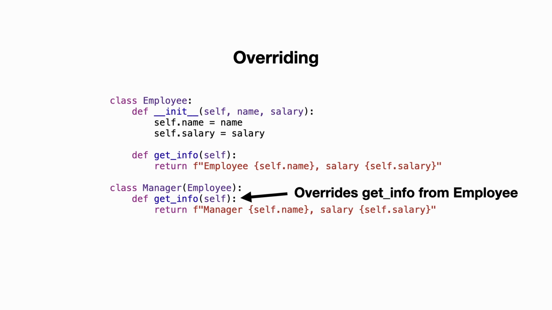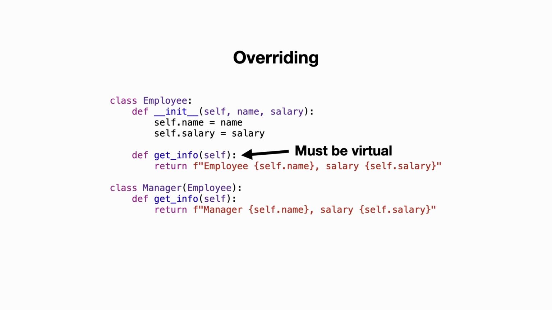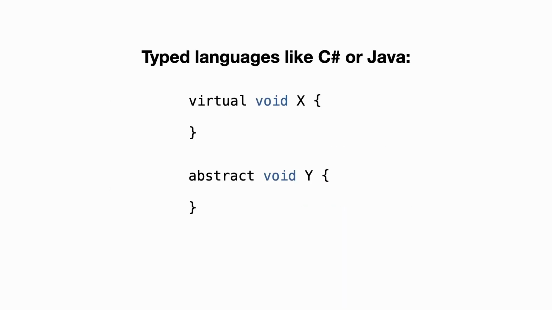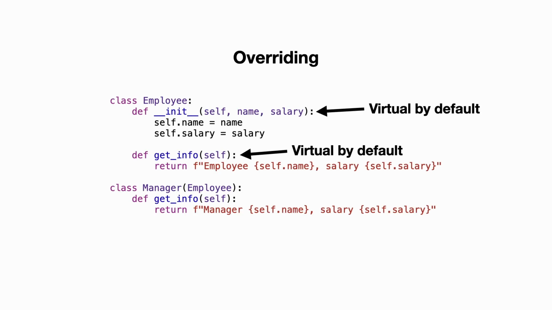Methods that can be overridden must be virtual or abstract. In typed languages like C# or Java, you have to mark them explicitly with the virtual or abstract keywords. In Python, every method in a class is virtual, so every method is overridable by its subclass by default.